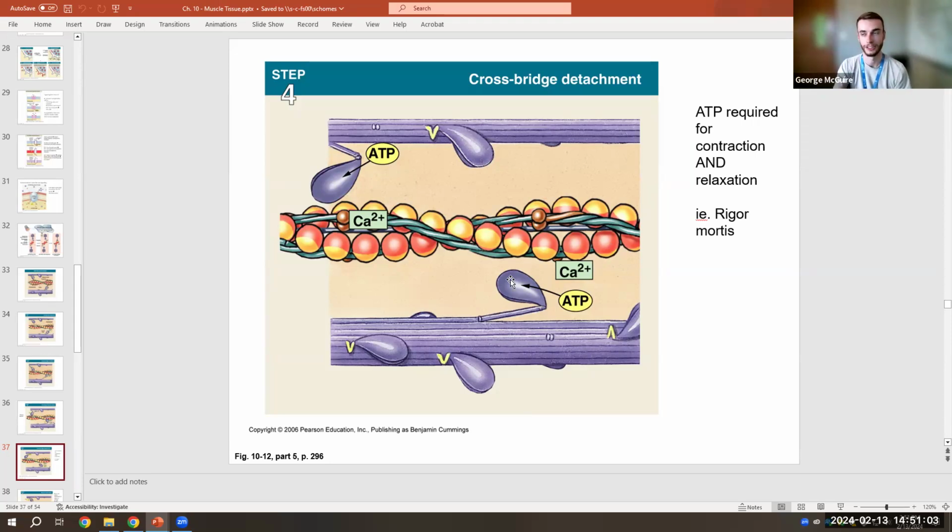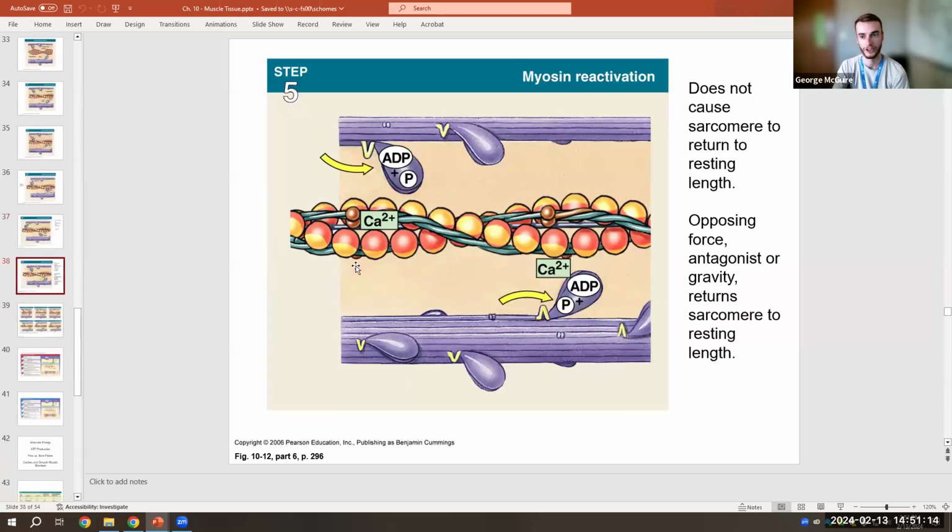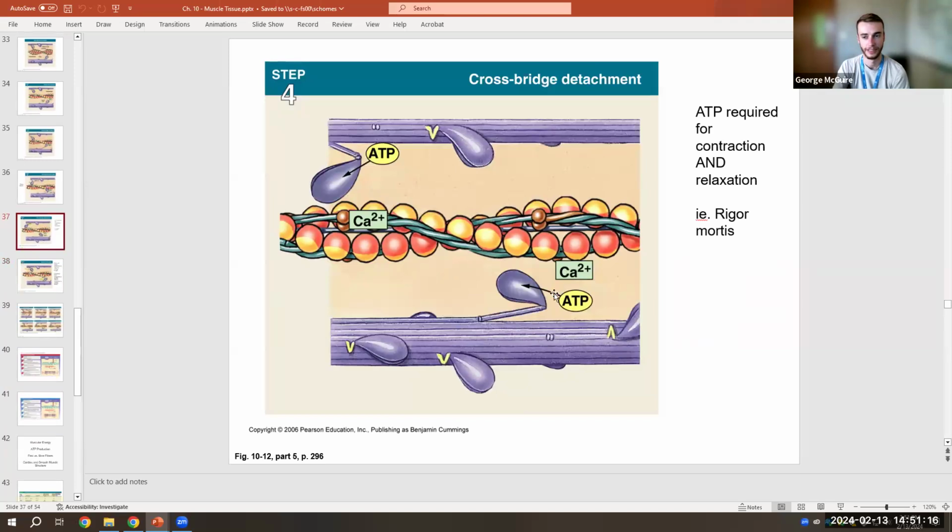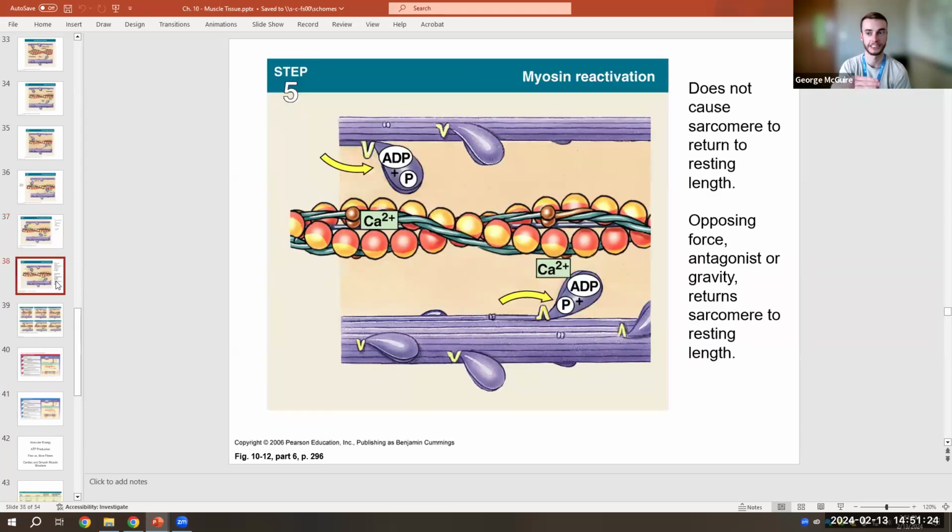Or some other interference to cause them to disassociate. So ATP is required for contraction and relaxation. Okay? So a lot of energy usage going on in the muscle. And then the myosin head will break that ATP apart into ADP and one individual phosphate, which will allow it to snap back into that ready position.